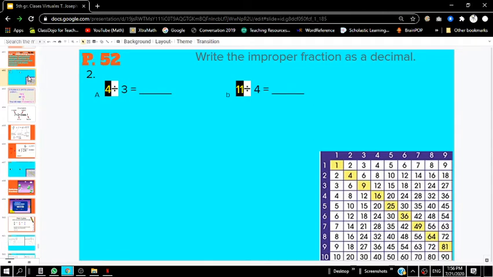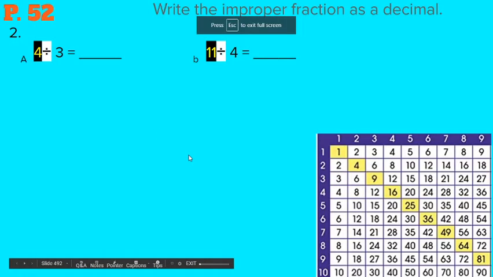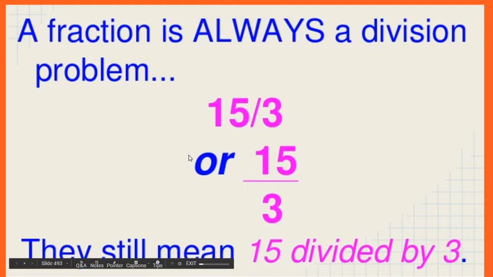What I'd like to do is just first go to page 52 and finish up those problems. So last time we were working on these two problems, 4 divided by 3 and 11 divided by 4. What I want you to remember, boys and girls, is when we do these types of problems, these problems are basically just division problems, okay? The improper fraction is basically just a division problem.